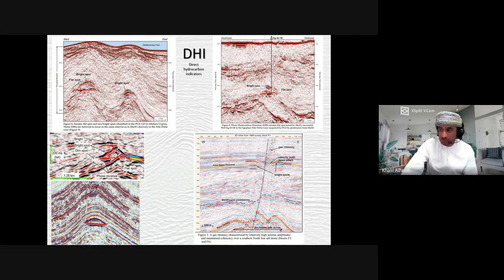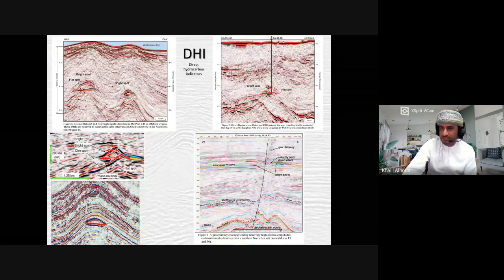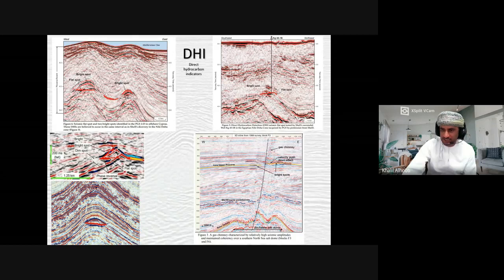They are really good. A lot of the time, using these things, you can identify the probability of oil and gas. So this is a bright spot. Why do they happen to be here? Why not here? Why not in this syncline, but in the anticline?